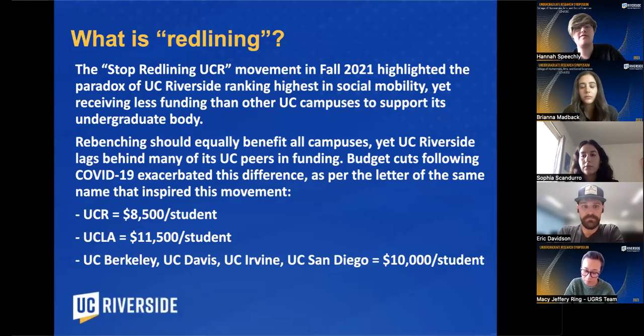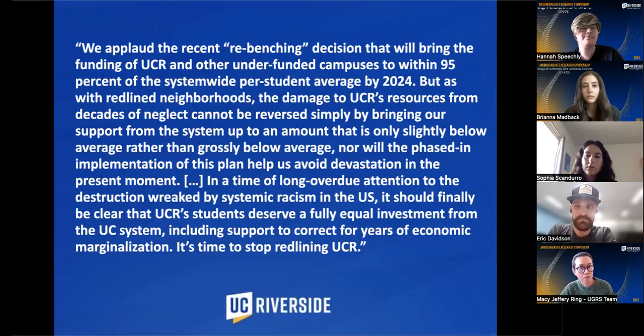So budget cuts following COVID-19 exacerbated this difference. The letter by the same name pointed out that when you take into account state subsidies and also private donations and the way endowments and everything are spread out, UCR gets around 8,500 per student, which is about equal to what you would get from rebenching. UCLA ends up getting 11,500 per student. Berkeley, Davis, Irvine, and San Diego end up getting about 10,000 per student. So where does the inequality come from?